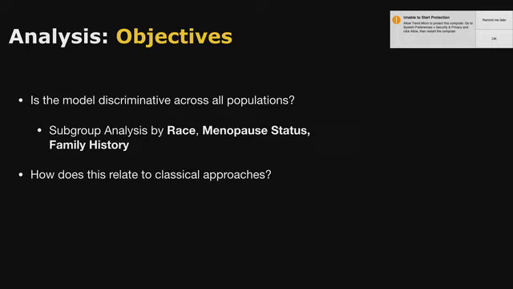Okay, cool. Our goals for the analysis, as before, are to see, does this model actually serve the whole population? Is it going to be discriminative across race, menopause status, and family history? And how does this relate to classical approaches of risk? And are we actually doing any better? And so just diving directly into that, assuming there's no questions.